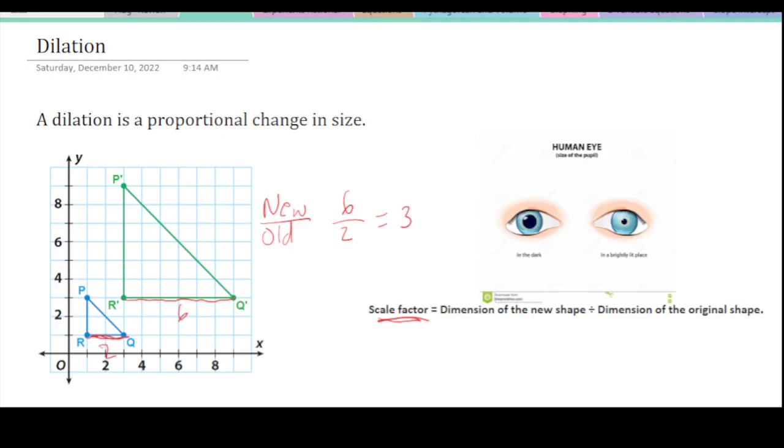So this point, the new point, is at 9, 3. And the original point Q was at 3, 1. And see how it's still just times 3? 3 times 3 gives me 9. 1 times 3 gives me 3. So that's how we ended up with that new shape, the new point. And that's how we find the scale factor.